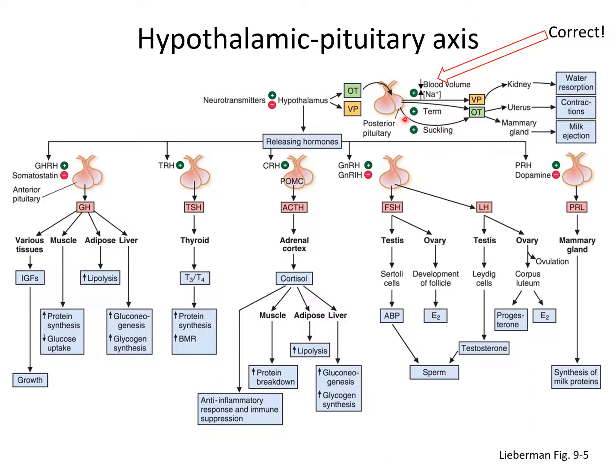Okay, so the next part is going to be the posterior pituitary, and it's easy. The only two hormones it secretes are going to be oxytocin and vasopressin. So vasopressin is going to become active in response to low blood volume or high salt. Vasopressin has a lot of different names. Vasopressin and antidiuretic hormone, or ADH, are going to be the most common ones you're going to see.